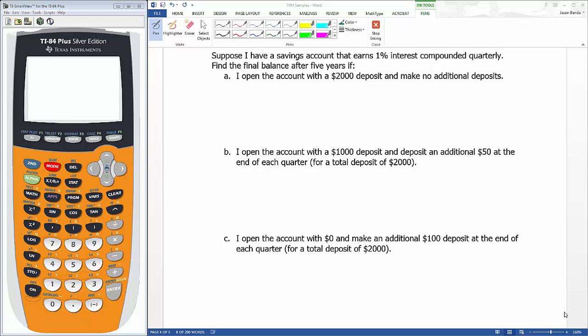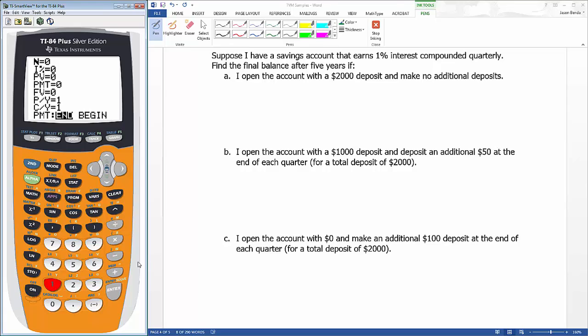And here I have my fourth and final set of examples for the TVM solver. This one, we want to find the final balance with some kind of savings plan. So again, go into Applications, Finance, TVM Solver.